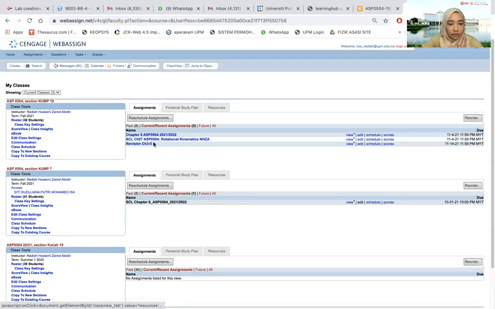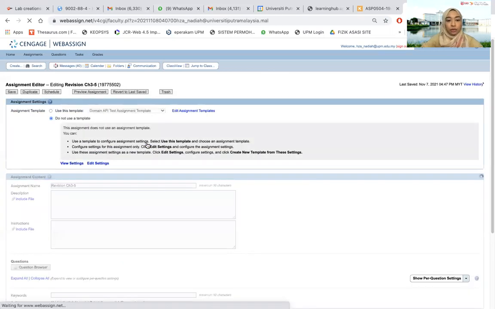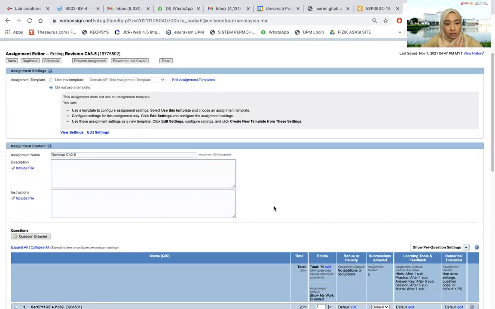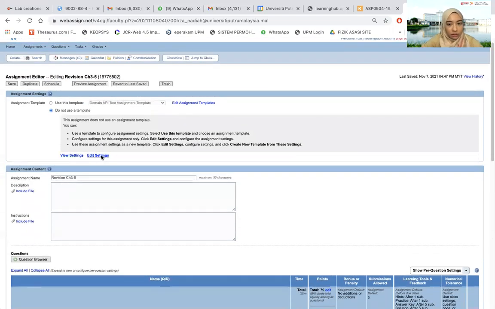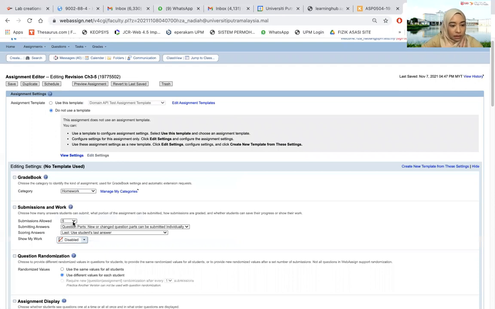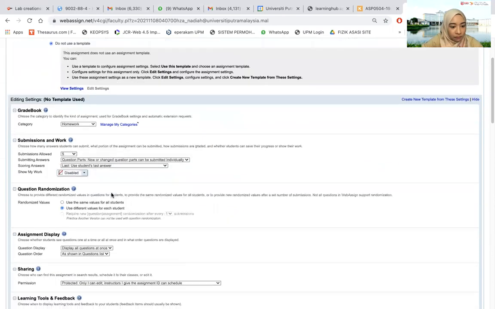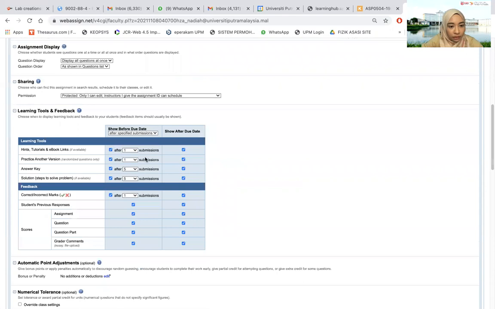Okay, so I already assigned you guys a revision exercise. It's called revision chapter 3 to 5. Okay, so the settings that I used here is, edit settings, submissions allowed 5. After 1 try, you will get hints and tutorial, and practice another version. Let's say you get the answer wrong, you will get the practice another version. I'm sure you know this already because this is the typical setting for your web design.